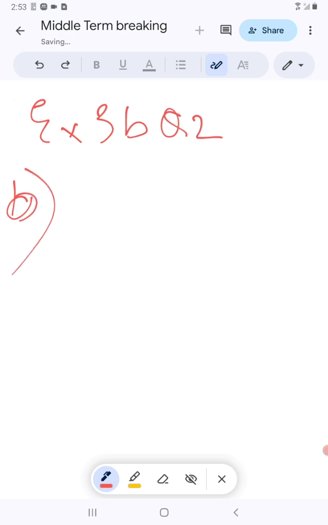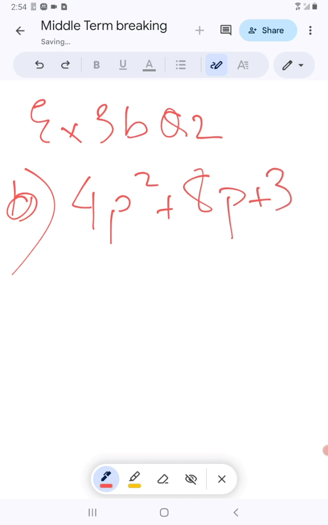Now talking about part B, it says 4p squared plus 8p plus 3. Okay, I need to do the middle term breaking of this. So 4 multiplied by 3 is what? First number and the last number. When I multiply, I get my answer 12. So I need to make the factors of 12 which add and subtract to make 8 now.